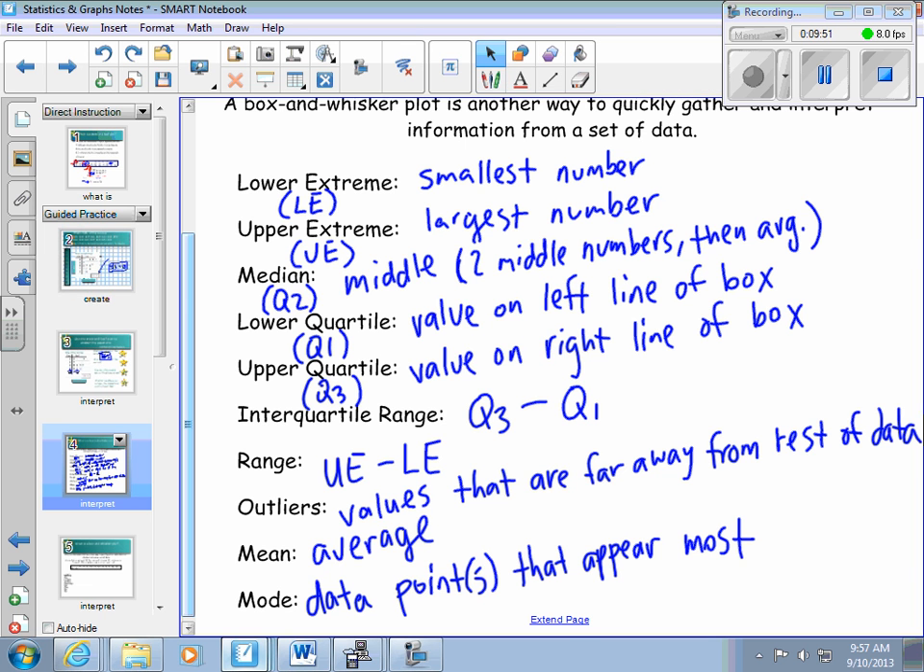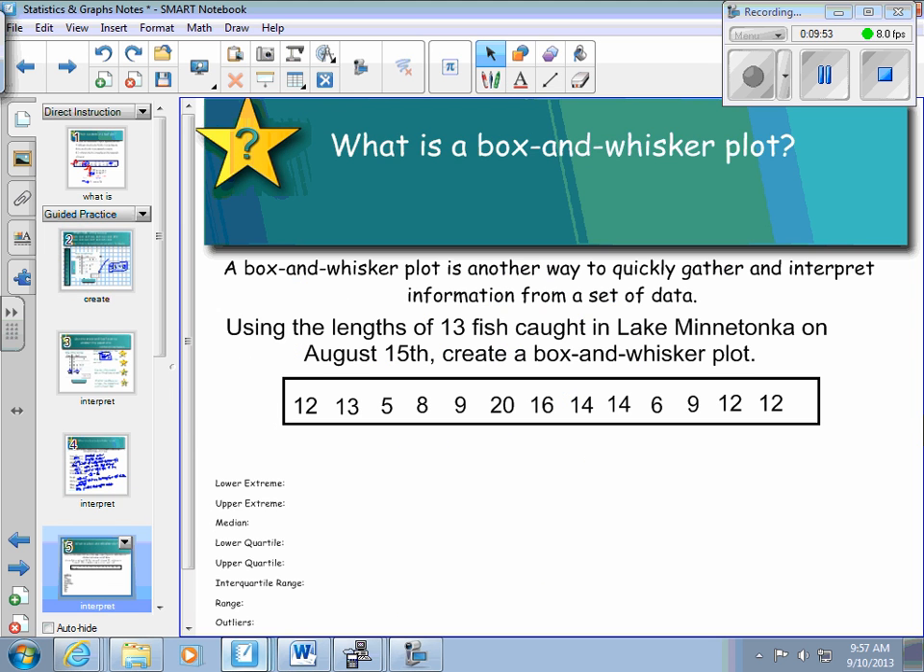All right, let's look at an example so you can see this in action here. We're going to create a box and whisker plot for this information. It's usually easiest when you're doing a box and whisker plot if you can get the numbers in numerical order first. So let's do that. And when I'm doing it, I cross them off just to make sure I got all the numbers.